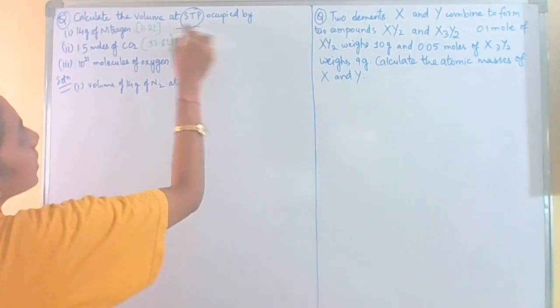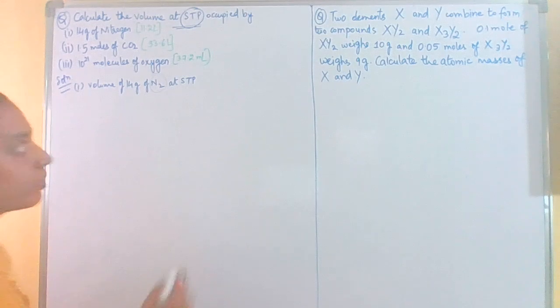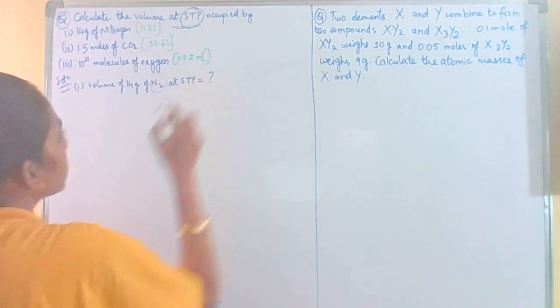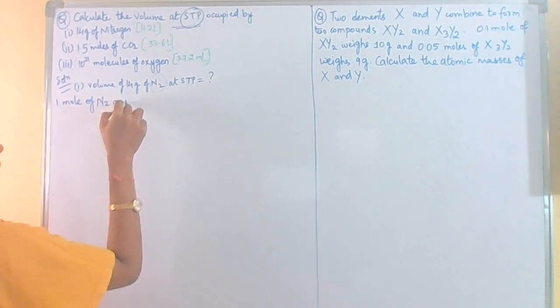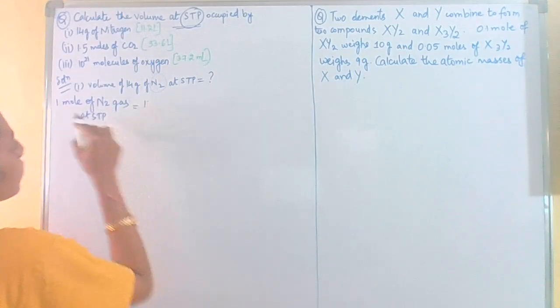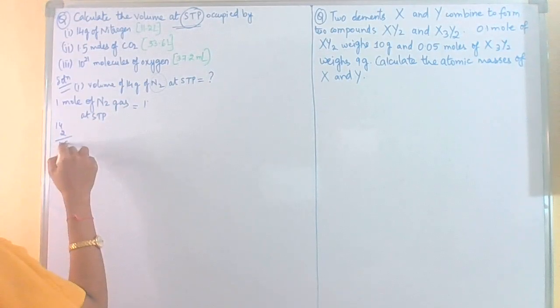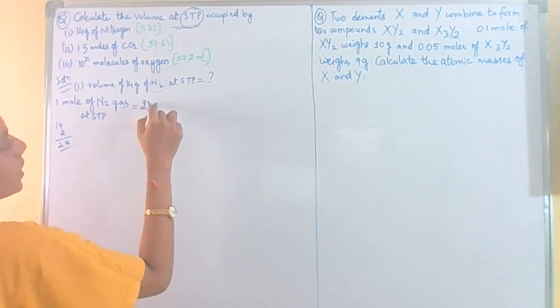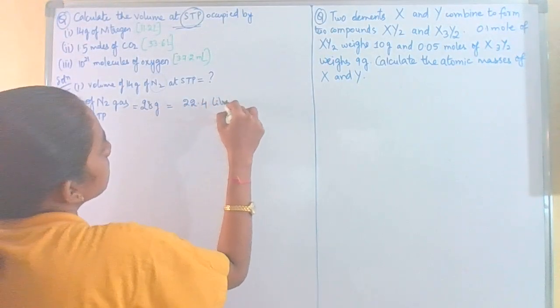As they are saying it is at STP, the given conditions are at STP. Here we have to take the N2 molecule. It is a gas, N2 gas. Now, how much are they asking? 1 mole of N2 gas at STP is equal to 14 into 2, right? 14 is the atomic mass of nitrogen. We have 2 atoms of nitrogen here, which is 28. So it is 28 grams, which is equal to 22.4 liters at STP.